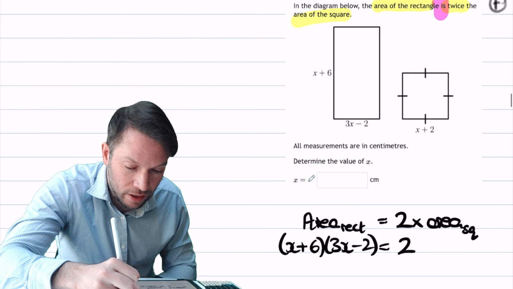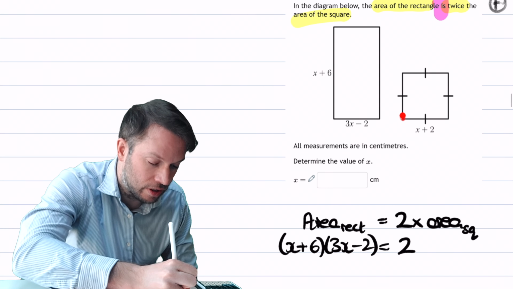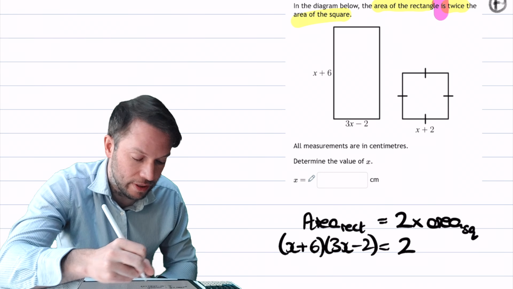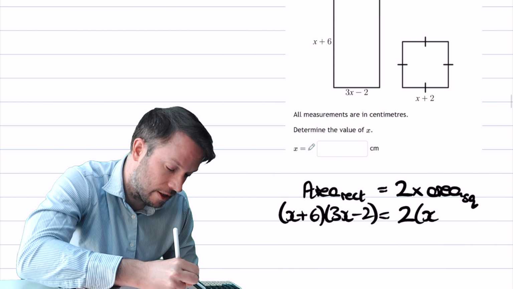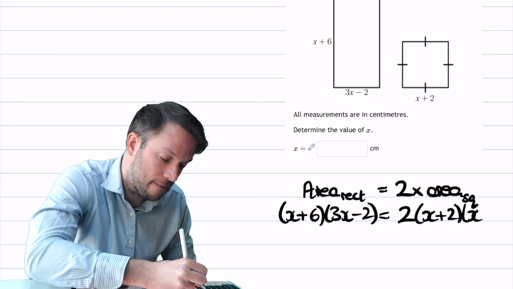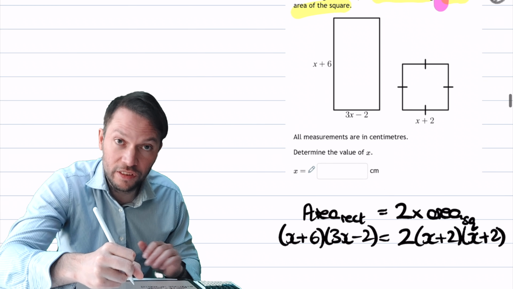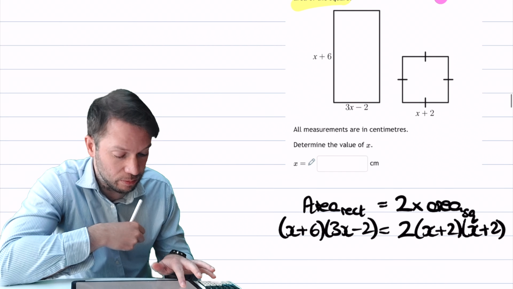What's the area of the square? Well, it's just the x plus 2 times the x plus 2. All the sides of that square are the same. So it's x plus 2 times x plus 2 like that. And it wants us to determine the value of x, so we need to solve this equation we have here.